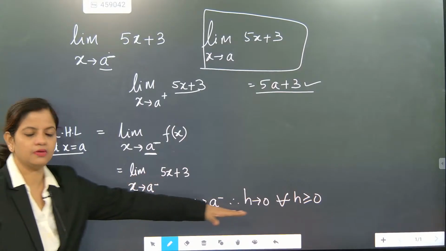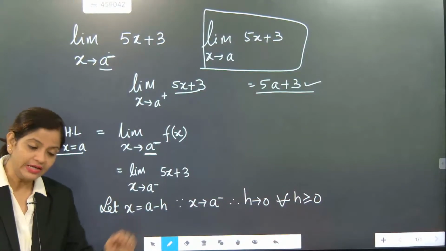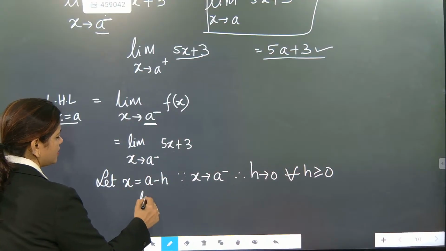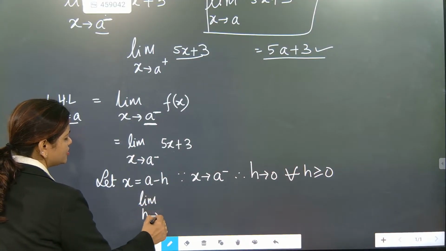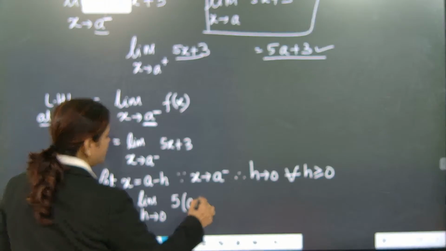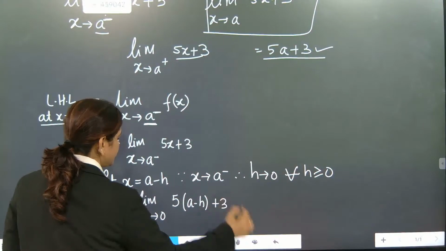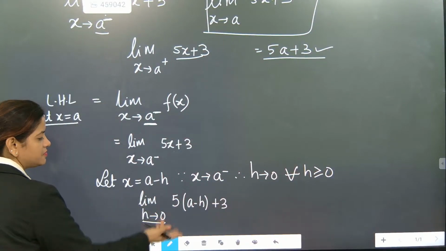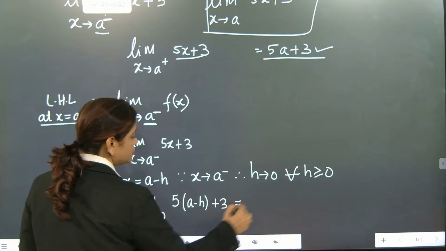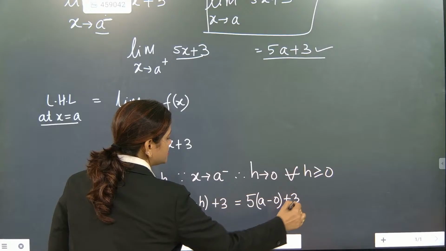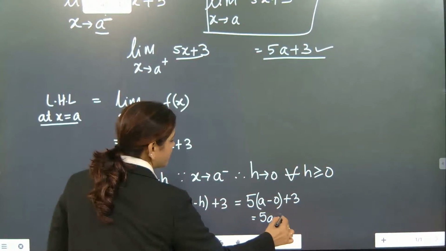See, I'll explain this one. What I have written, I will explain it fully. Just have patience. Just as a student, first I'm writing. After that, I'll explain. So now directly I'll write limit h tends to 0, 5 of a minus h plus 3. Now h is tending to 0, no left and right, no plus minus. So directly we will substitute, and this is coming as 5 of a minus 0 plus 3. It is coming as 5a plus 3.